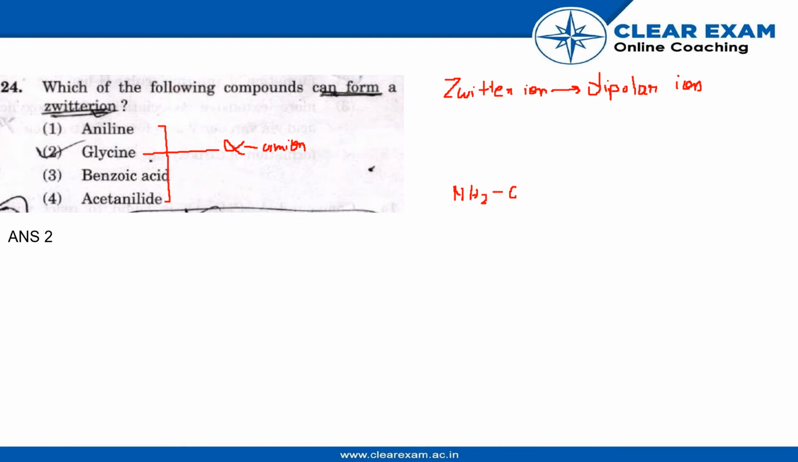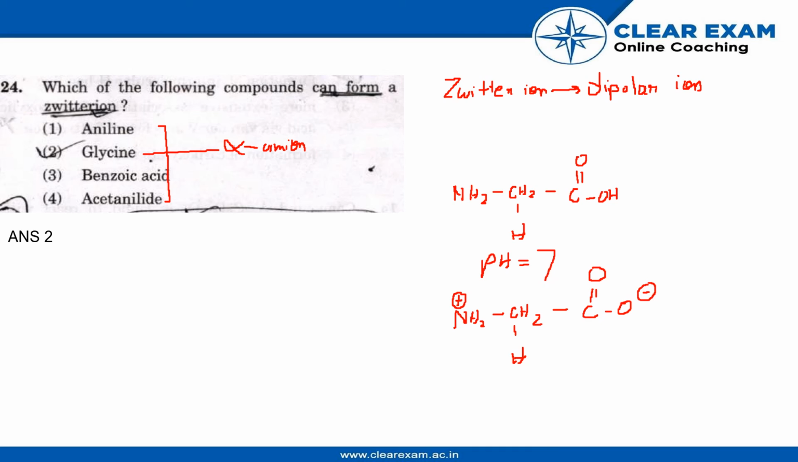NH2, CH2, and here is H, and C double bond O, and then OH. So at pH equal to 7, at neutral pH, the NH2 will gain a proton, so it will have a positive charge, and on the other side this oxygen atom will gain an electron, so it will have a negative charge. So as you can see, there are two charges in this glycine, so it will be a zwitterion.